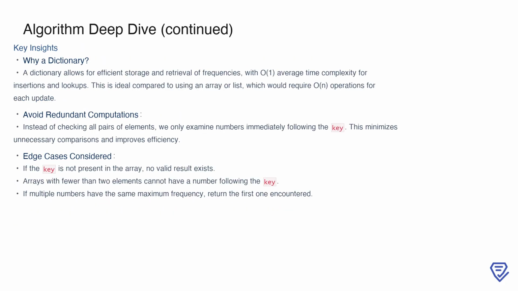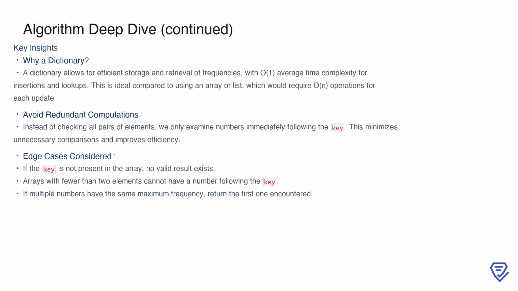To optimize our approach, several key insights come into play. First, using a dictionary for the frequency map is crucial, as it allows us to perform insertions and lookups in constant time on average. This makes it far more efficient than using a list or array, which would require linear time for updates. Additionally, we avoid unnecessary computations by focusing only on numbers that immediately follow the key, rather than comparing every possible pair of elements in the array. This targeted approach significantly reduces the computational workload.